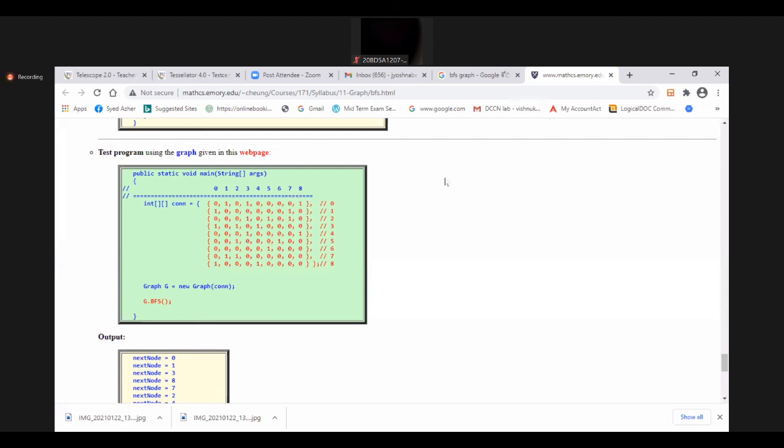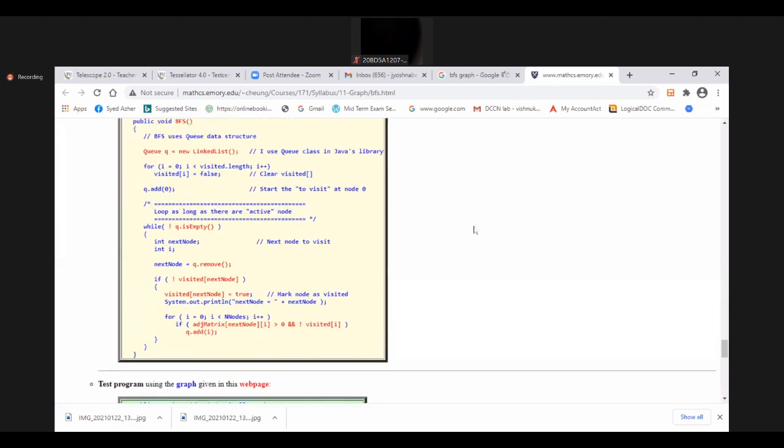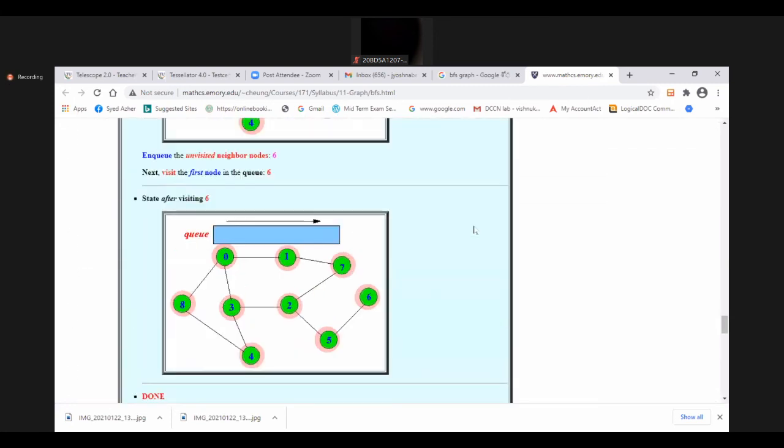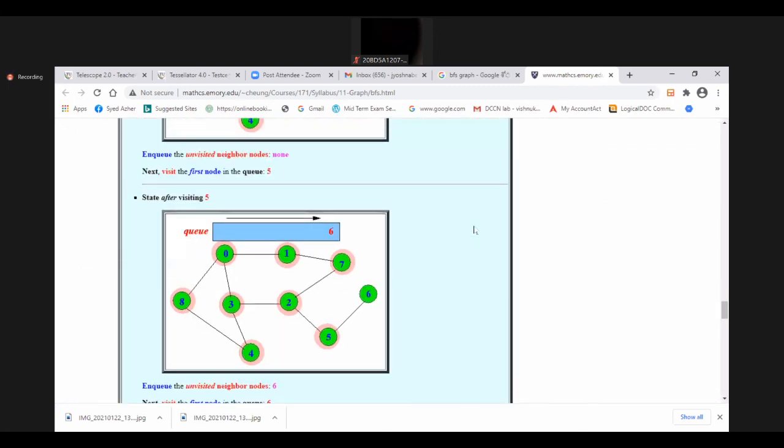Why should we remove the connection between 2 and 3? Remaining people can leave the class. It's time up. One person asked about removing the connection between 2 and 3.